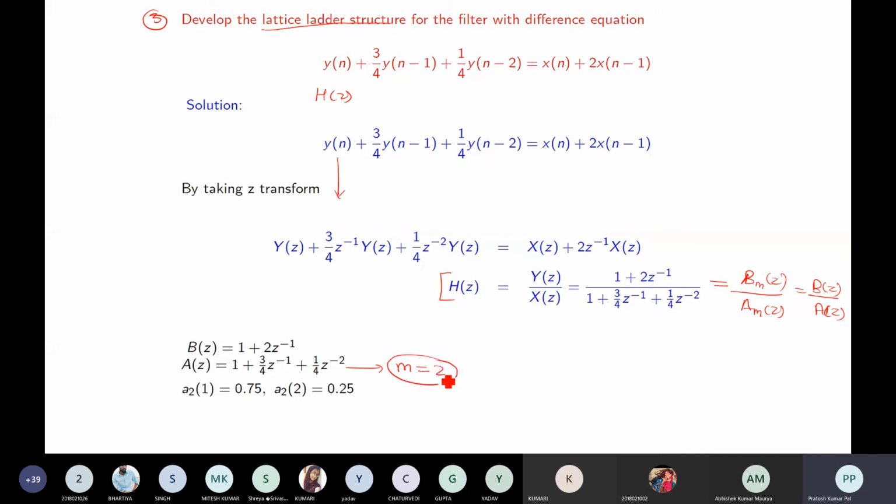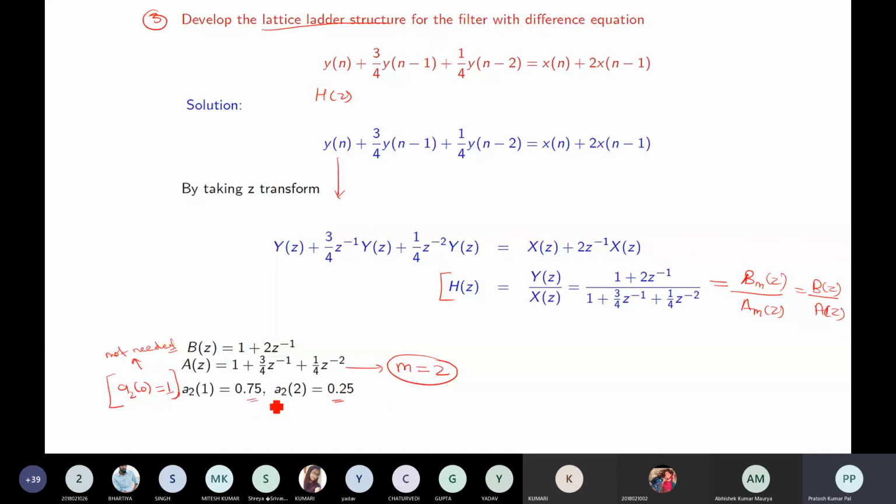If the order is 2, all the coefficients will be in terms of a2(1) and a2(2). So a2(1) will be equal to 3/4. There is another term, a2(0), which is the coefficient of 1, that is 1. There is no need of this value, so it is not calculated and not mentioned here. a2(1) is 3/4, the coefficient of z^-1. a2(2) is the coefficient of z^-2, that is 1/4, equal to 0.25.